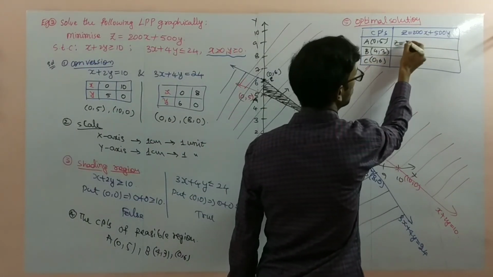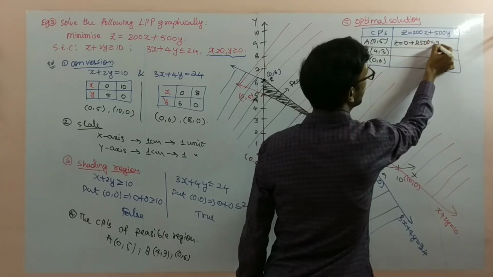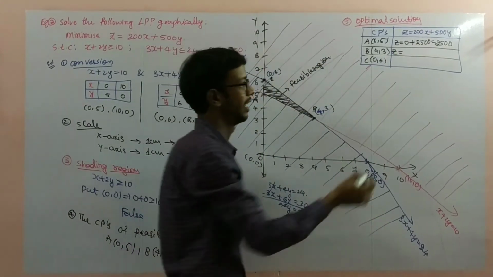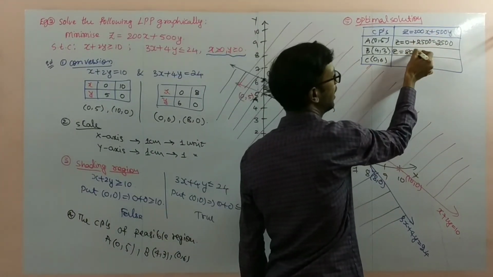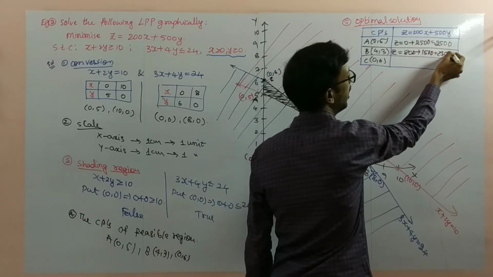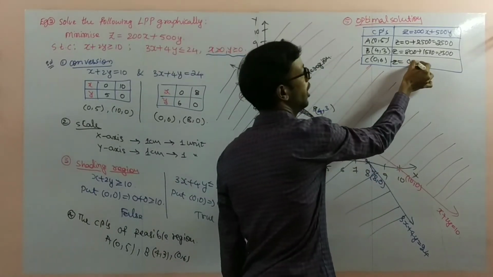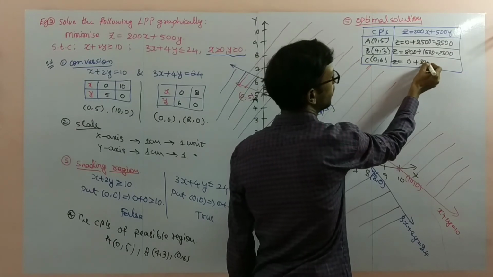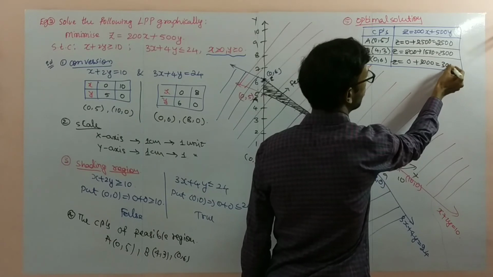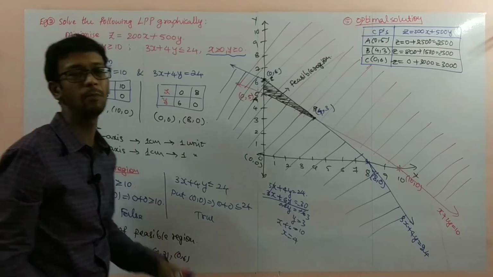Z equal to, substitute 0 plus 5 fives are 2500, that is 2500. Z equal to 4 twos are 8, 800 plus 5 threes are 1500. So this is 2300 units. Z equal to 0 means 0 only. 6 fives are 30, 3000. So what is the question asking? Minimize, minimum value.